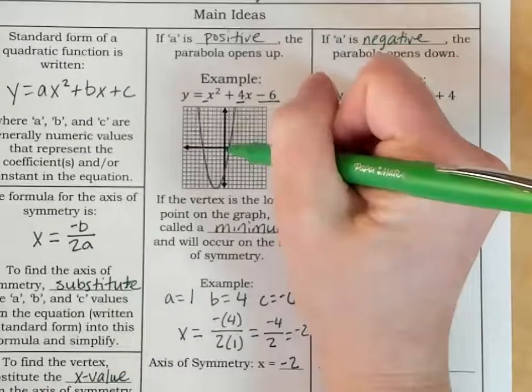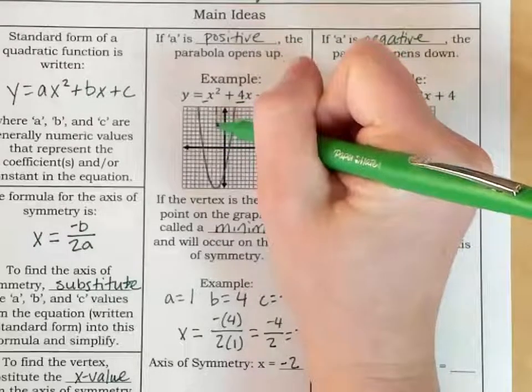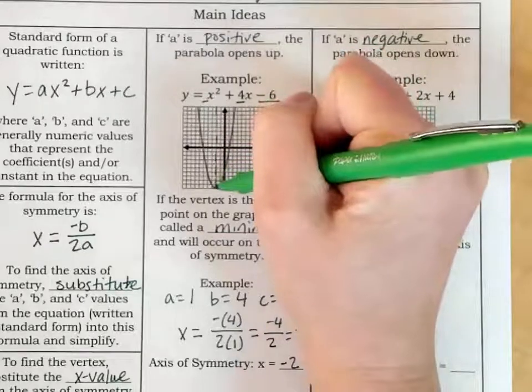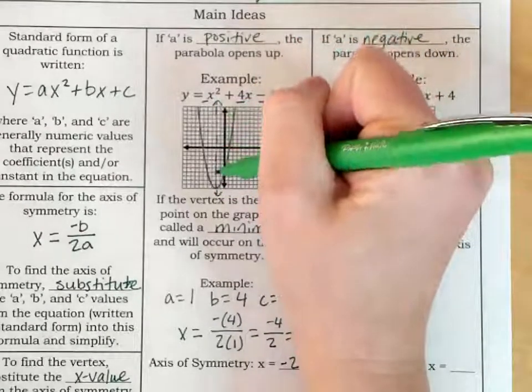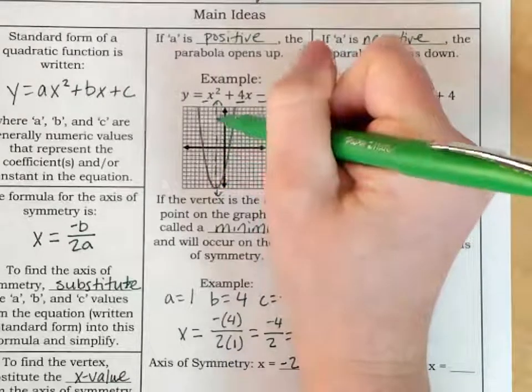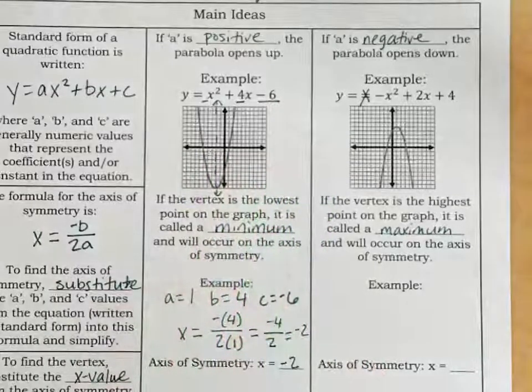If I go to my graph and I count over to the left 2 and I draw a straight vertical line right here, I'm just doing a dotted line so I can see it. If I do that, it runs right through my vertex point. Everything to the left and everything to the right is symmetric.